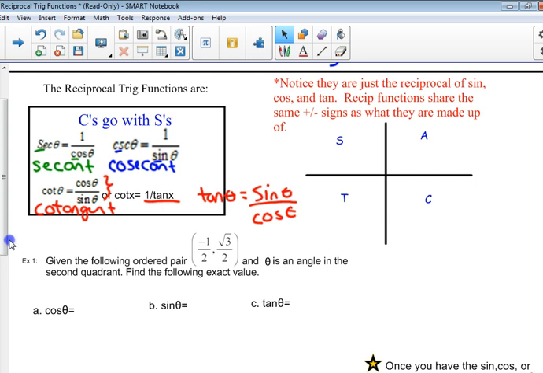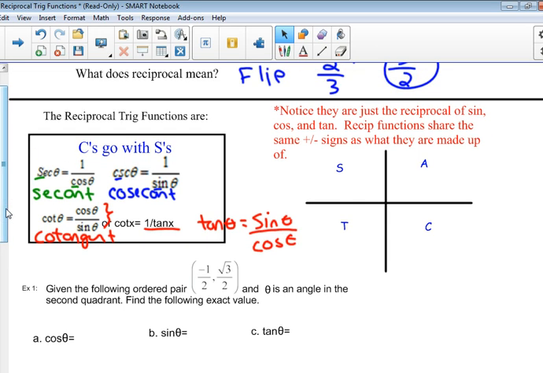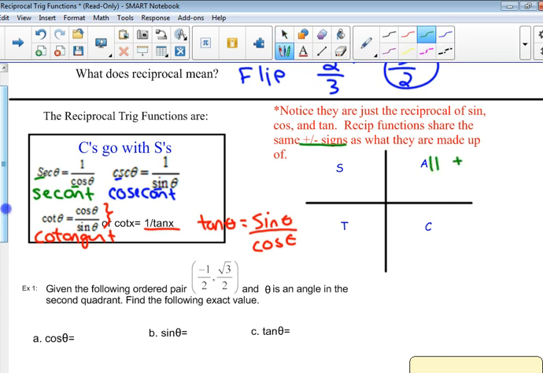Right? Now, with quadrants, because now we have 6 trig functions, they share the same properties, the same positive and negative values as what they're made up of. So, let's see. In quadrant 1, okay, all of them are going to be positive still. So, the secant is positive, the cosecant is positive, and the cotangent is positive. Right? So all 6 of them are still positive in quadrant 1.